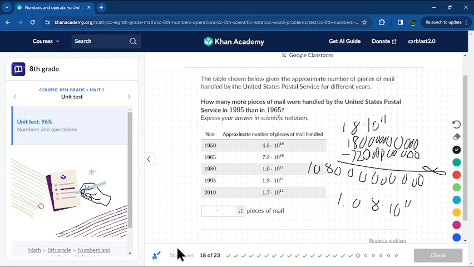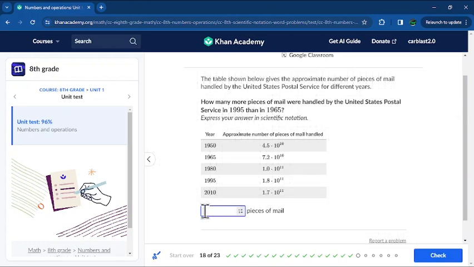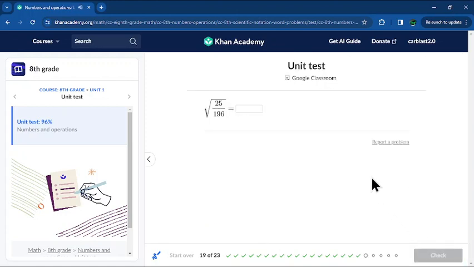1.08 times 10 to the 11th pieces of mail. Since it's in scientific notation, it has to be this. But if it wasn't, it would be 108 billion. Almost messed up there, but I caught it.